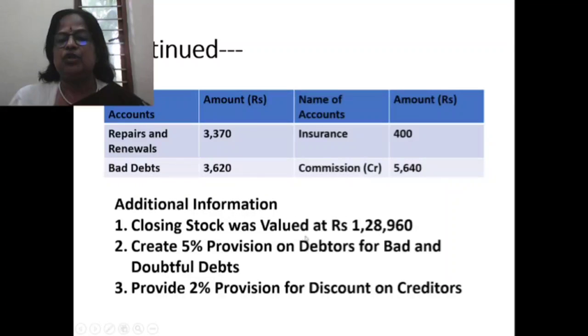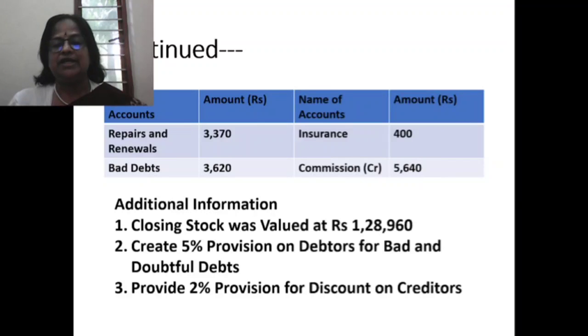Additional information, closing stock was valued at rupees 1,28,960. Create 5% provision for debtors for bad and doubtful debts. This is direct because the provision is not given. Provision for doubt on debtors, so you can calculate on the debtors value. Provide 2% provision for discount on creditors. This is the new adjustment we are explaining. Whatever discount you calculate on creditors will be credited to profit and loss account. It will be subtracted from creditors on the liability side of the balance sheet.